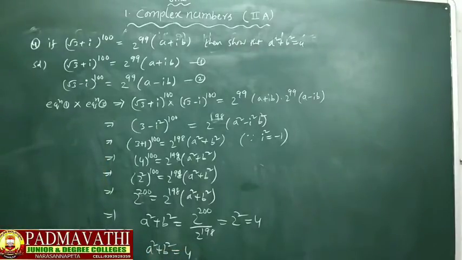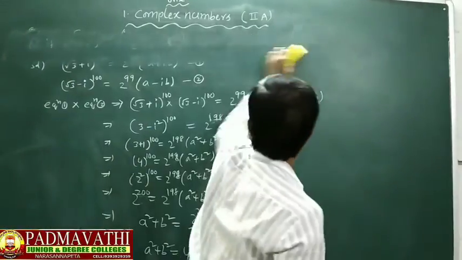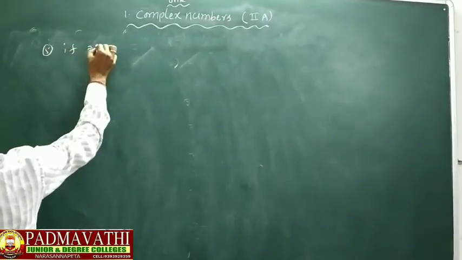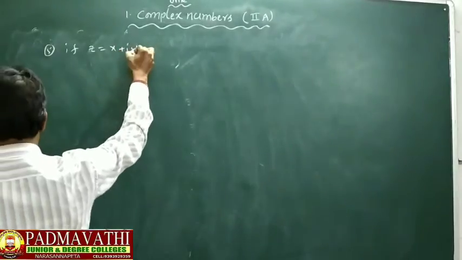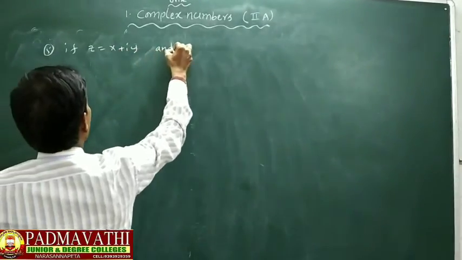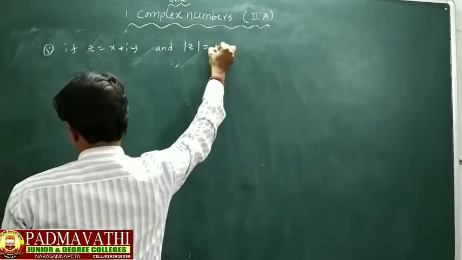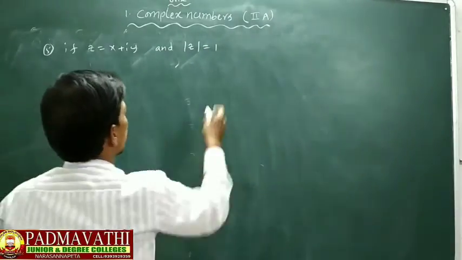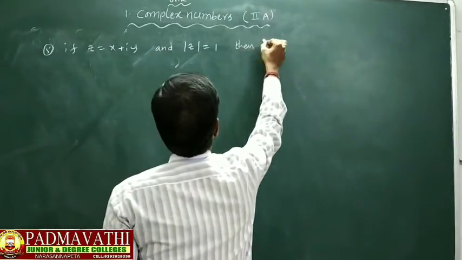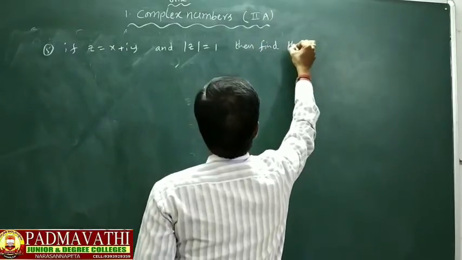Now the next problem. If z equals x plus iy and mod z equals 1, then find the locus of z.